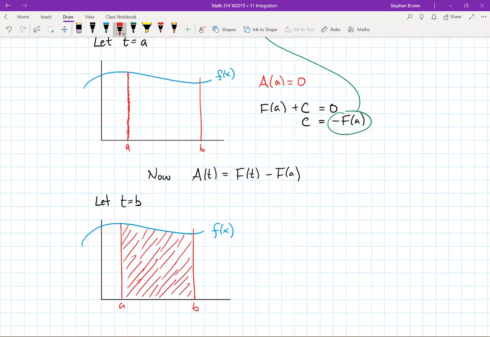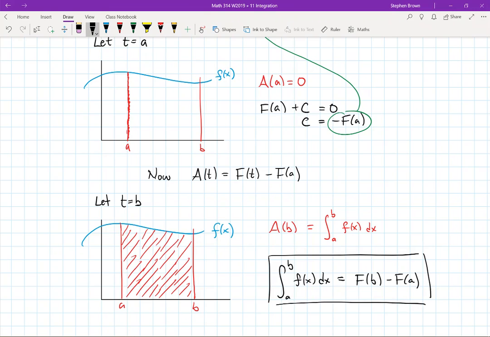Well, in this case, the area of the whole thing is equal to what we're trying to solve for here, the actual definite integral from a to b of our function. According to what we've got here, F of t minus F of a, that integral must be equal to F of b minus F of a. And that's what we were trying to show all along, that all you need is an antiderivative.